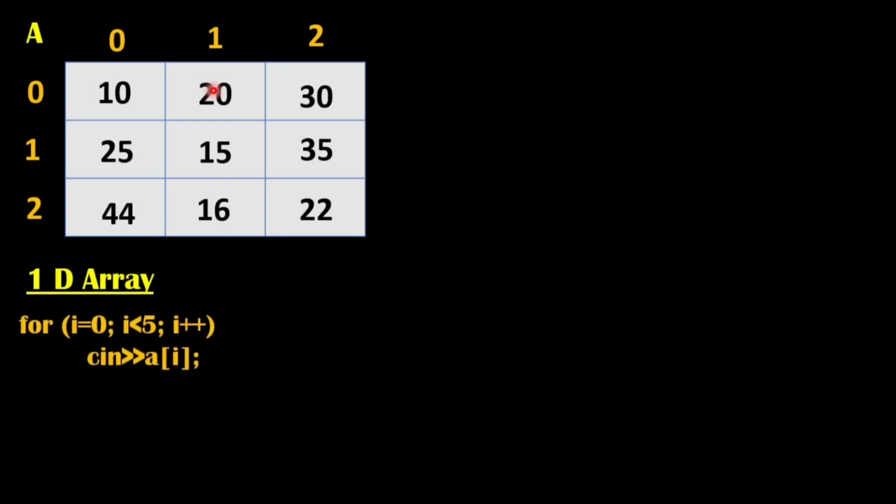Now let's learn how to input elements into two-dimensional array using for loop. So we learned how to input elements into one-dimensional array. So we know that for i is equal to 0, i less than 5, i plus plus, cin in a of 5. So we learned this code already. So how many loops are there? Only one for loop. To input elements into 2D array, we have to use 2 for loops.